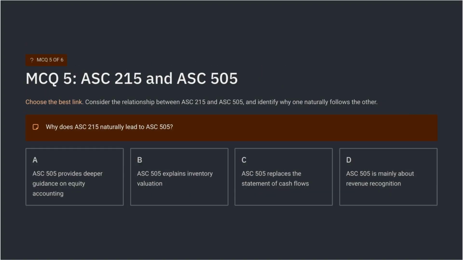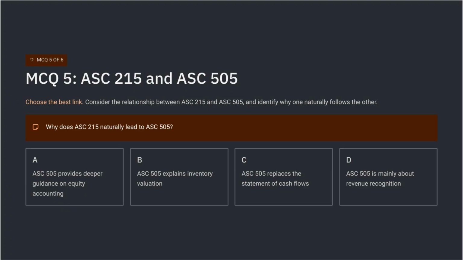Let us go to question 5. Why does ASC 215 naturally lead to ASC 505? Option A says ASC 505 provides deeper guidance on equity accounting. Option B says ASC 505 explains inventory valuation. Option C says ASC 505 replaces the statement of cash flows. Option D says ASC 505 is mainly about revenue recognition.